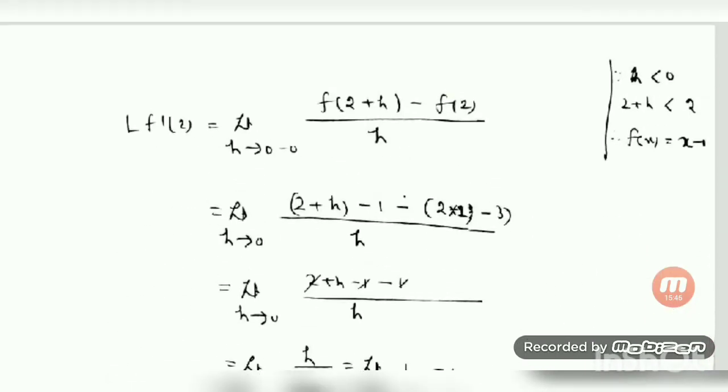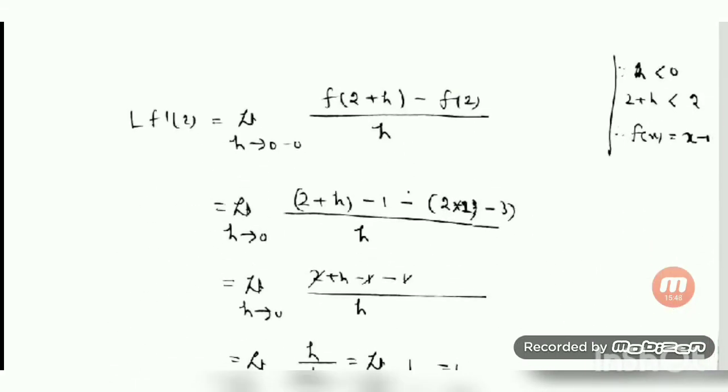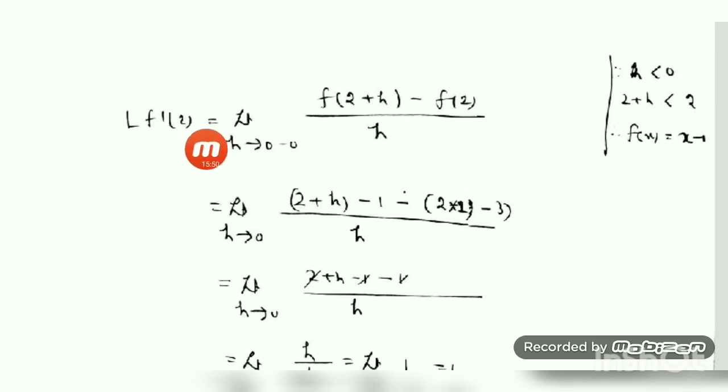Now I have to go for the left hand derivative, LF dash 2. What is LF dash 2? The limit is this one, but which function will I prefer? You see, h is now less than 0. h less than 0 means if I add 2 on both sides, 2 plus h is less than 2. And for 2 plus h less than 2, the function is defined by x minus 1.